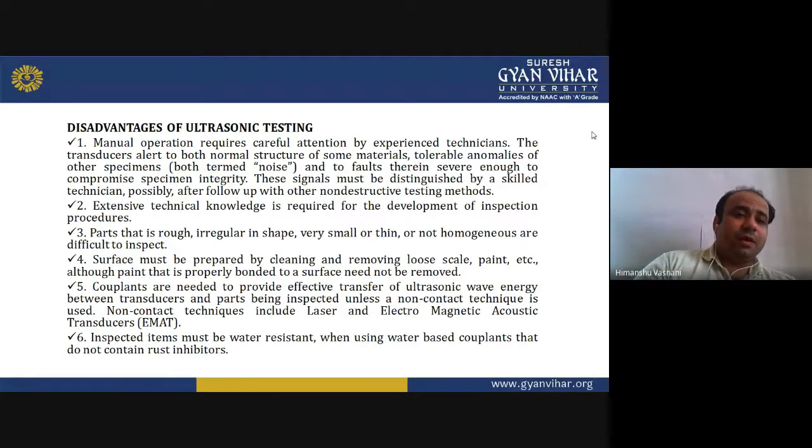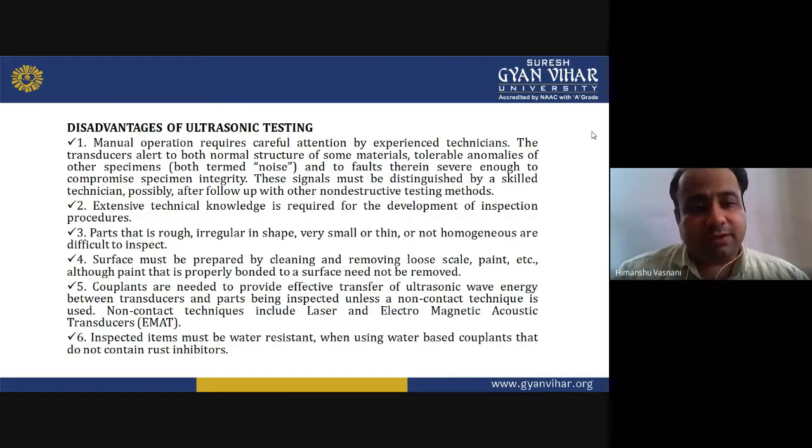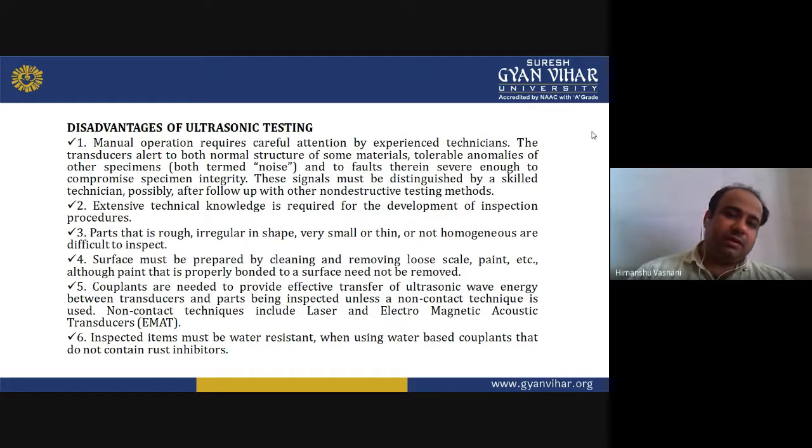Now the disadvantages. Manual operation requires careful attention by experienced technicians. The transducers alert to both the normal structure of some materials and tolerable anomalies of the specimen, both termed noise, and to faults severe enough to compromise specimen integrity. Whatever signals you are getting must be distinguished by a skilled technician, possibly after follow-up with other non-destructive testing methods. If some issues are there, they also give signals, and these can be distinguished by a skilled technician only.